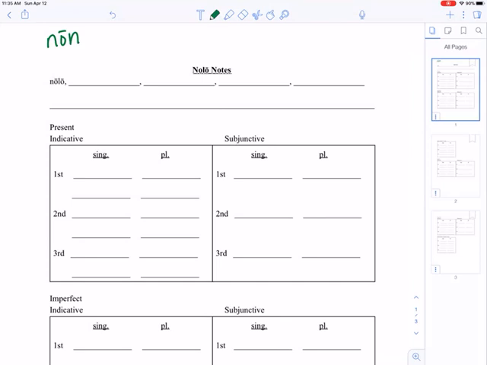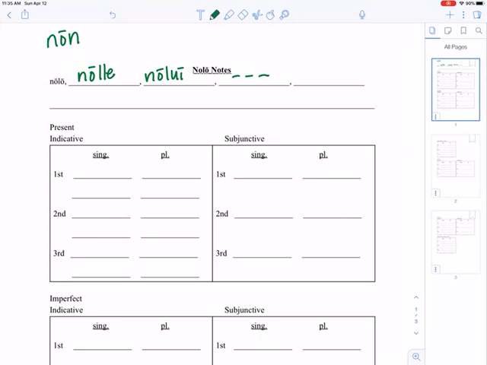Okay, so here, let's talk about our principal parts because they are important too. We're going to have nolo, and notice we have macrons over both O's. Our second principal part is nolle. Our third principal part is nolui, macron over the O and the I. And then just like with volo, there's no third principal part.